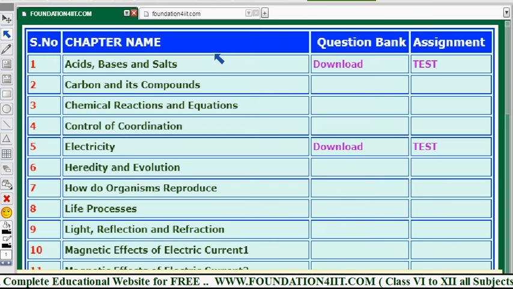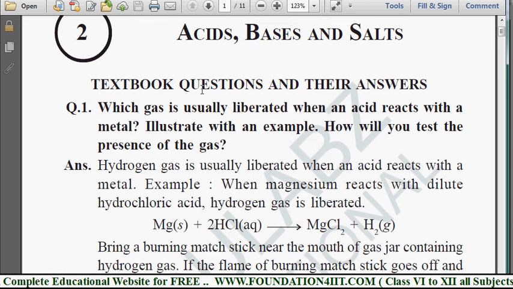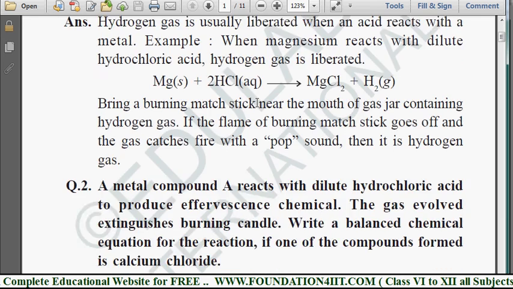So I'll show one sample chapter here. Let's take acid, base and salts. I'll show the question bank and test. Okay, this chapter. If you see this acid, base and salts, the textbook questions and their answers, everything is available with a clear explanation, and page-wise also, according to the page number.